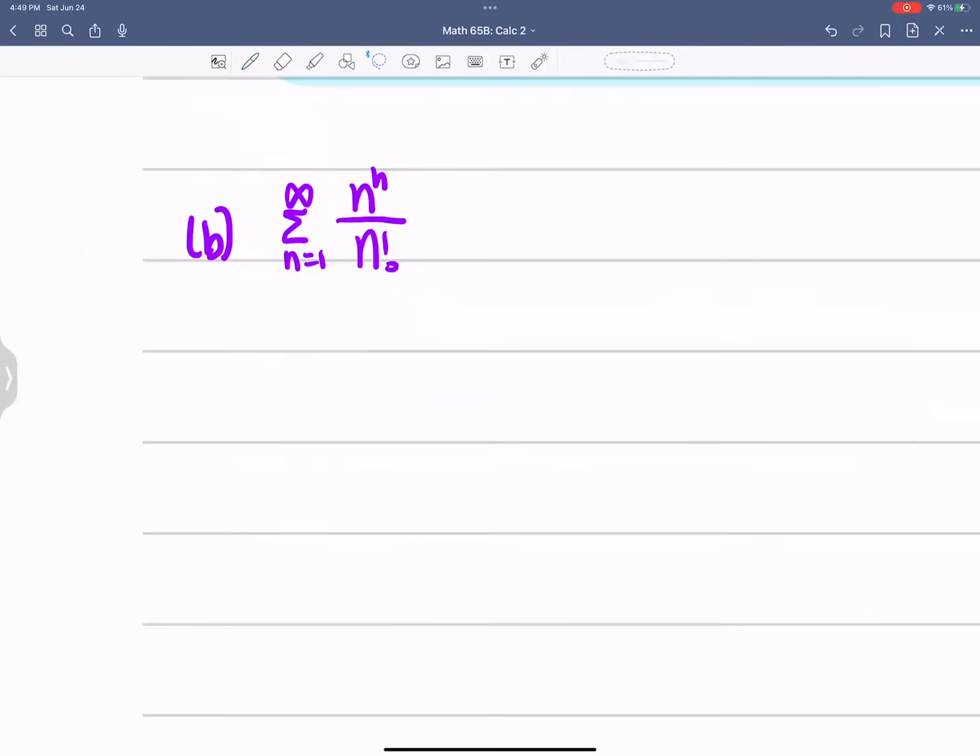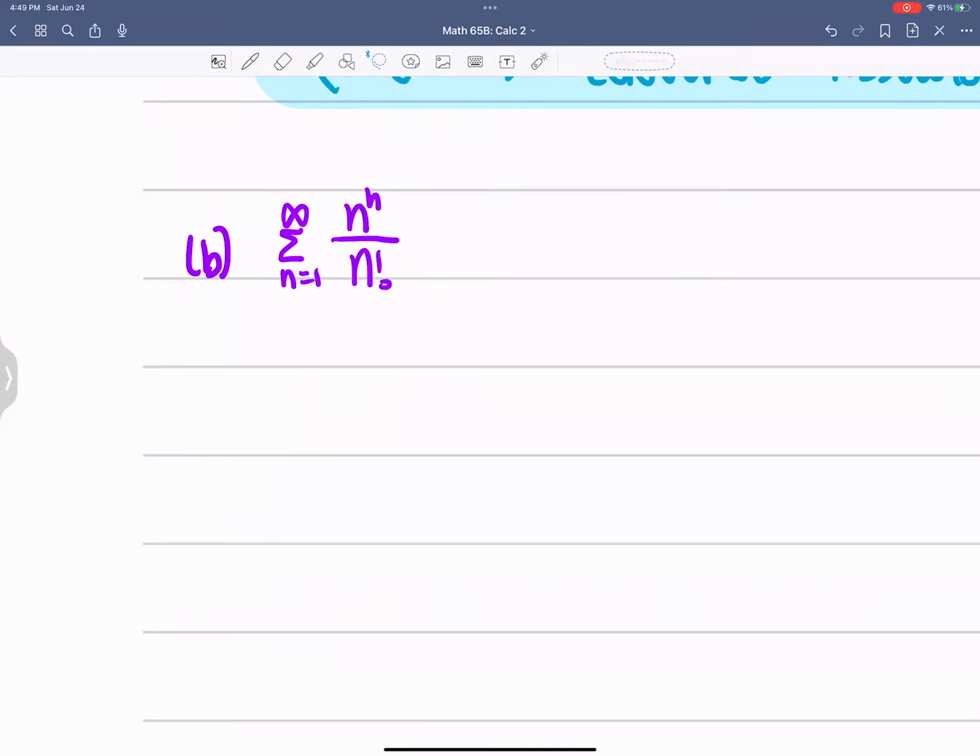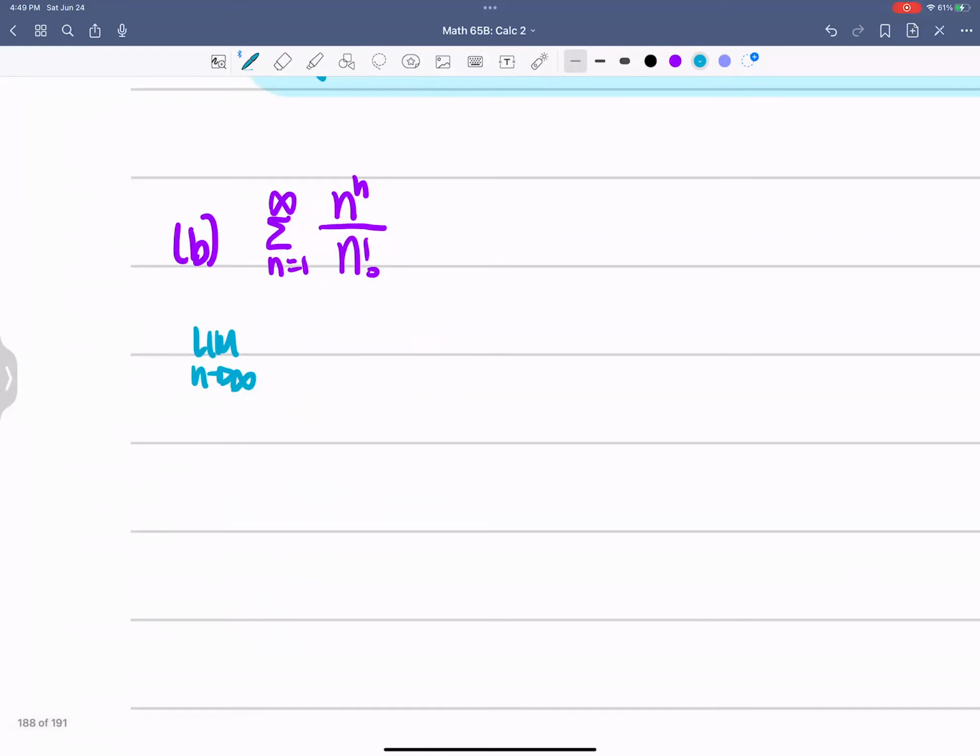All right, so again, we're going to look at a sub n plus 1 over a sub n. We're going to take the limit as n approaches infinity and see what we get. That value is going to end up being rho. So let's write it down here. The limit as n approaches infinity of the n plus 1th term. So we have n plus 1 to the n plus 1 over n plus 1 factorial. We're dividing that by n to the power n over n factorial.